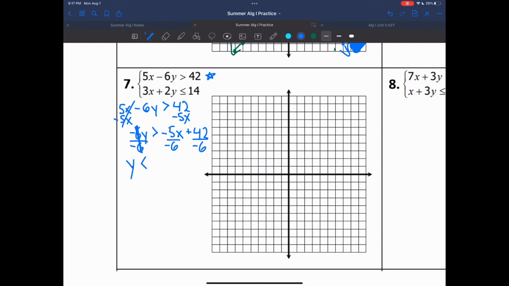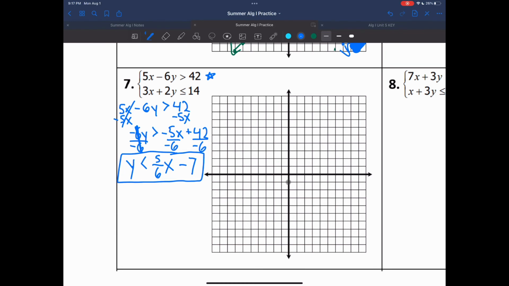We flip it. Now this, you could simplify a little bit by negative divided by negative. It just becomes a positive 5 over 6x. And then 42 divided by negative 6, it's going to give us a negative 7. So there's our first inequality. And if you want, go ahead and graph that one, and then we can come back and do the other one. Why not? Let's do it.